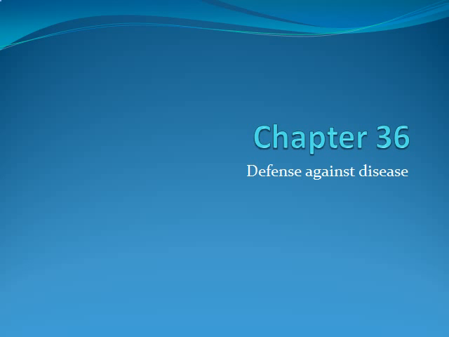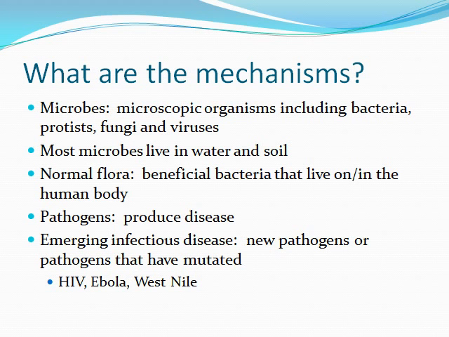This chapter is Defense Against Disease, chapter 36 in your text. So what are the mechanisms of actually acquiring an infection? First thing we talked about is microbes. The microbe is any microscopic organism, and that includes bacteria, protists, fungi, and viruses. Remember, fungi include both yeast and mold.